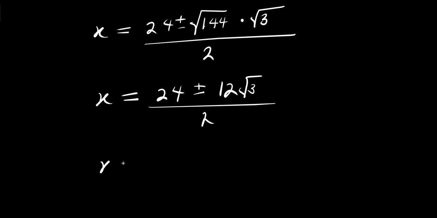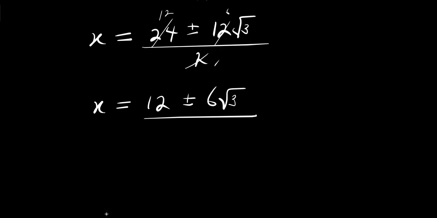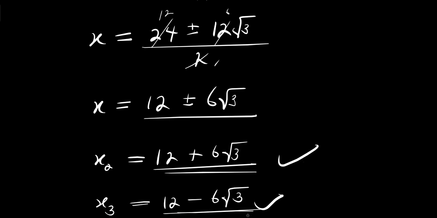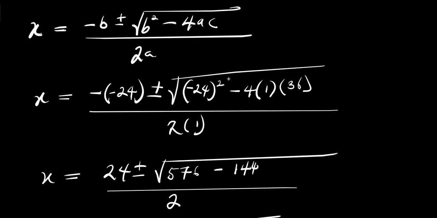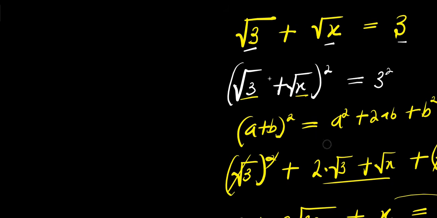So from here, we have x equals 24 plus or minus 12 root 3, divided by 2. This cancels this, 2 cancels 24 to give 12, and 2 cancels 12 to give 6. So we have two values for x. We have x1 equals 12 plus 6 root 3. We have x2 equals 12 minus 6 root 3. So these are the two real values for x.